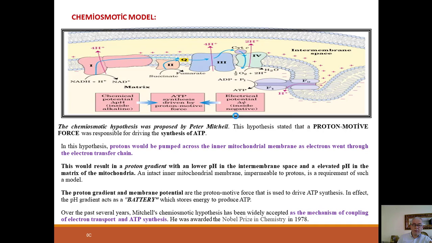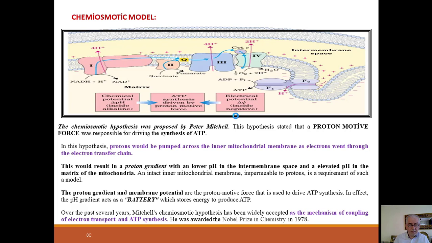Through the activity of these electron transport chain reactions, we produce a proton gradient between the intermembrane space and the matrix. Also, we can produce a voltage gradient between the intermembrane space and the matrix. It is the most important thing and the explanation for ATP synthesis.